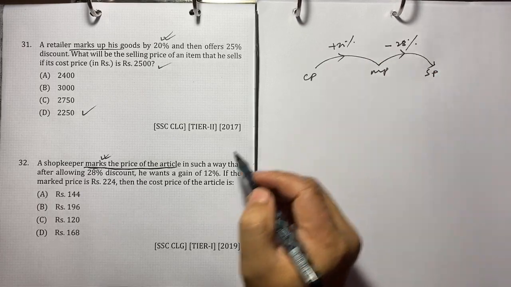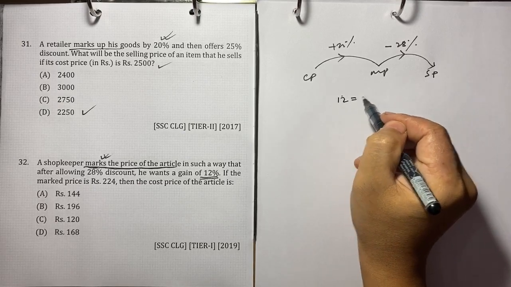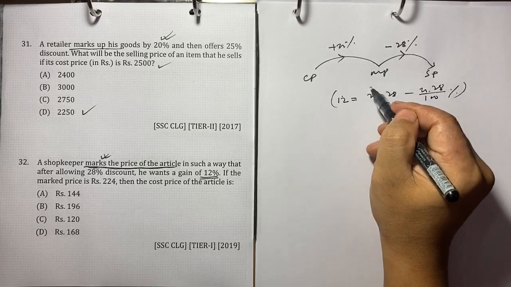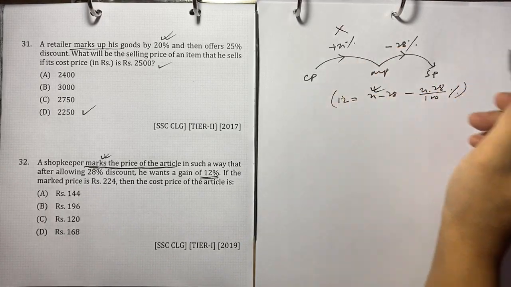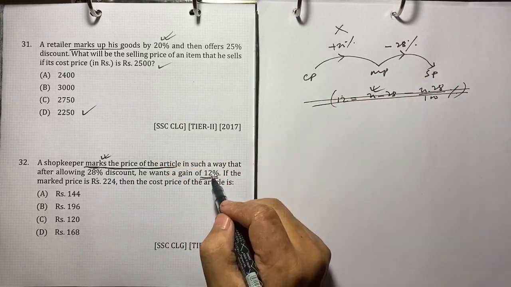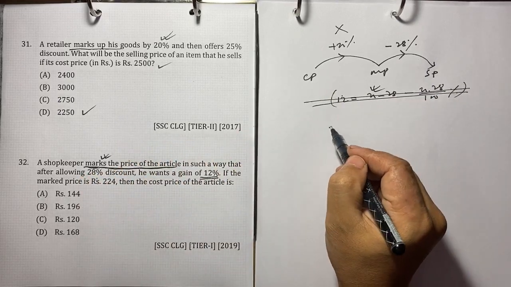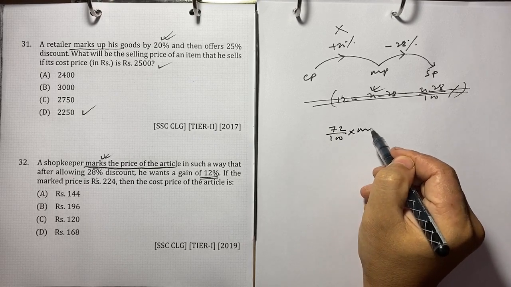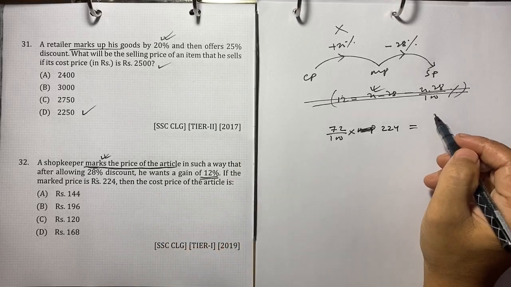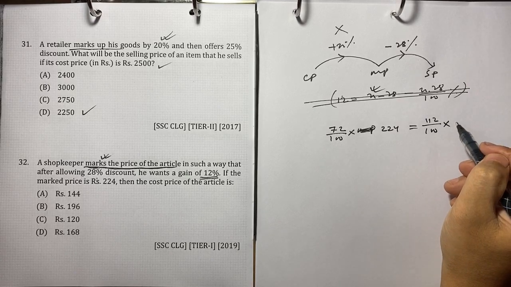In this case the total profit is 12%. The overall percentage change: 12% equals x minus 28 minus x divided by x, into 100%. In this case, discount equals 28%, gain equals 12%. With 28% discount, the selling price will be 72 divided by 100 into the mark price, which is 224 in the question. With a gain of 12%, the selling price will be 112 divided by 100 into the cost price, which we have to find.